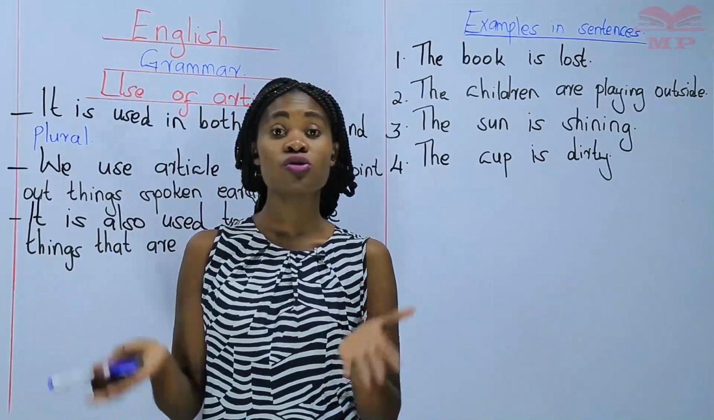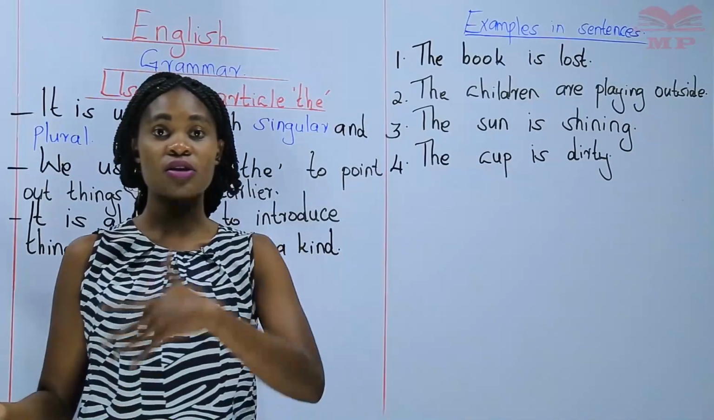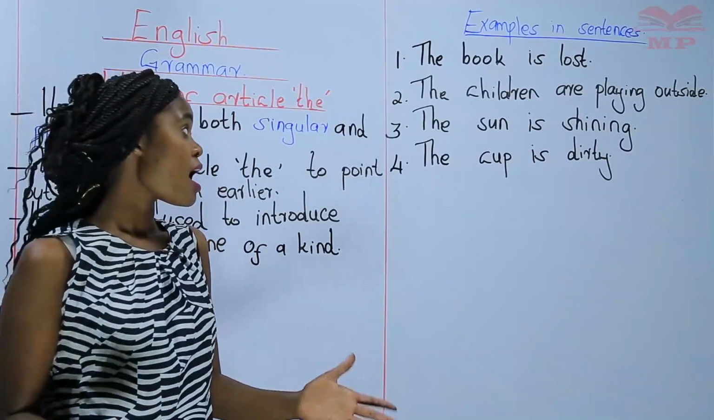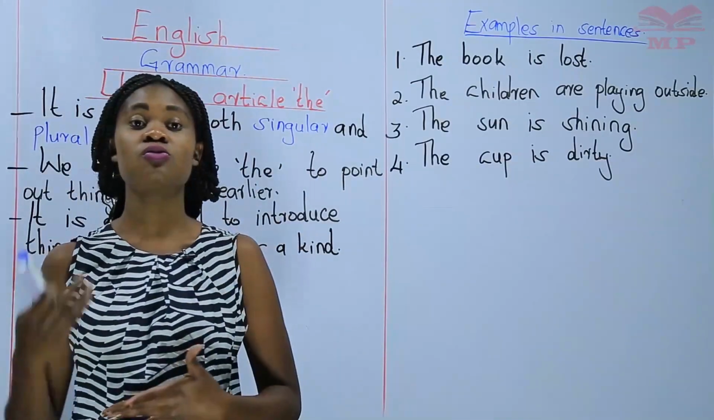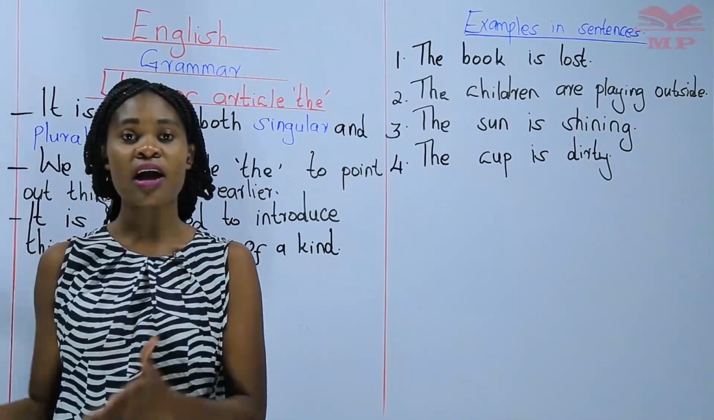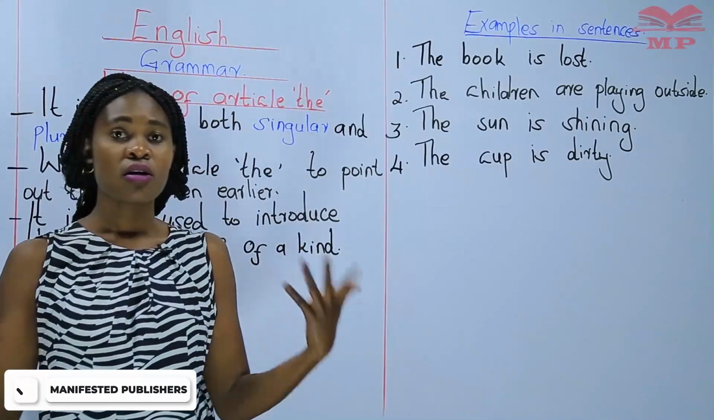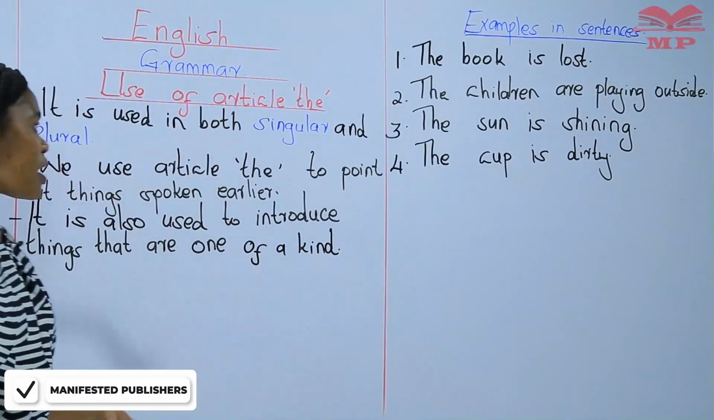It is also used when you want to introduce things that have been spoken of earlier, something that has been discussed earlier. And lastly, it is used when you want to introduce things that are one of a kind. For example, the sun, the wind, the stars, and many others.